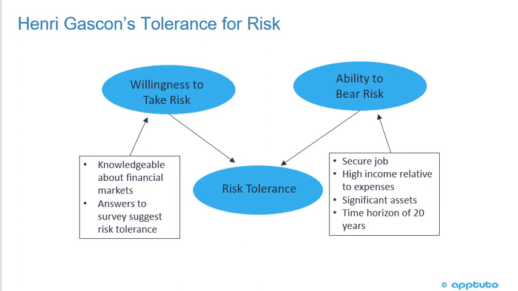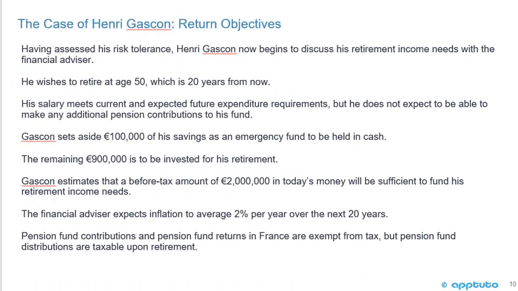In the case of Henri, he has a secure job, €250,000 a year income, which he believes is quite secure, and savings of €1 million, and also owns his apartment outright. So that would indicate quite a high ability to bear risk. Now we'll look at the return objectives.